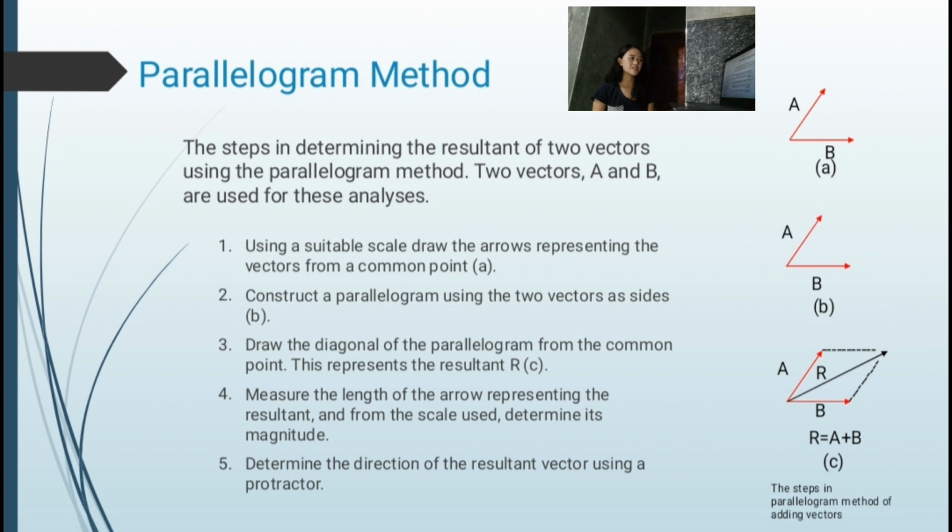Parallelogram method. The steps in determining the resultant of two vectors using the parallelogram method. Two vectors A and B are used for this analysis. First, using a suitable scale, draw the arrows representing the vectors from a common point. Second, construct a parallelogram using the two vectors as sides. Third, draw the diagonal of the parallelogram from the common point. This represents the resultant R. Fourth, measure the length of the arrow representing the resultant, and from the scale used, determine its magnitude. Fifth, determine the direction of the resultant vector using a protractor.